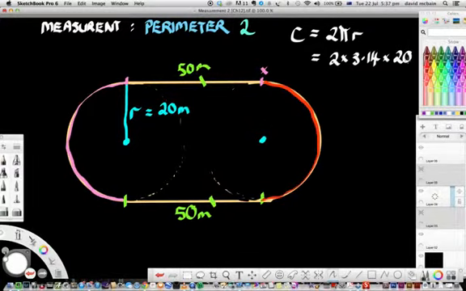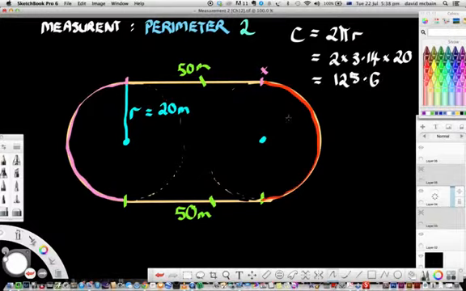So if we calculate that out, that equals 125.6 meters. So the circumference of the circle is 125.6. That's the distance around one circle with a radius of 20 meters. That's that distance around there. The pink distance is only half of that. So the pink distance will be 125.6 divided by 2.